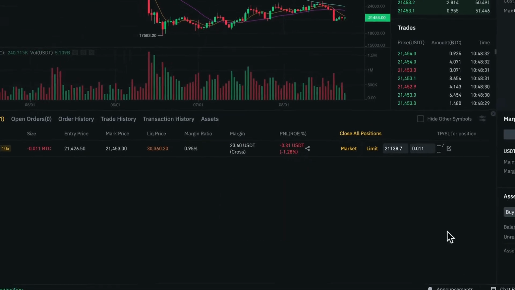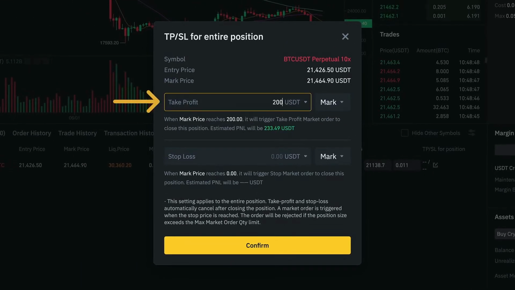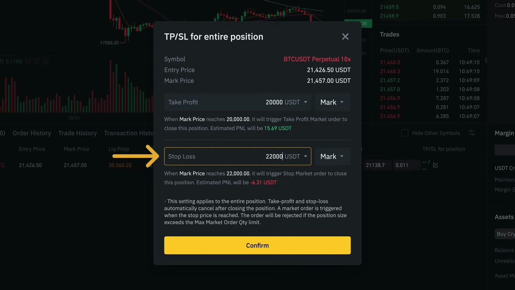All we have to do is click on this edit icon here. And then here we can set our take profit price, which means that when this price is reached, the position will be automatically closed and lock in our profit. Here we can see the approximate profit we can expect with our target price. For the stop loss, we can do the same thing, just set a target price where we want our position to be closed at to limit our losses.